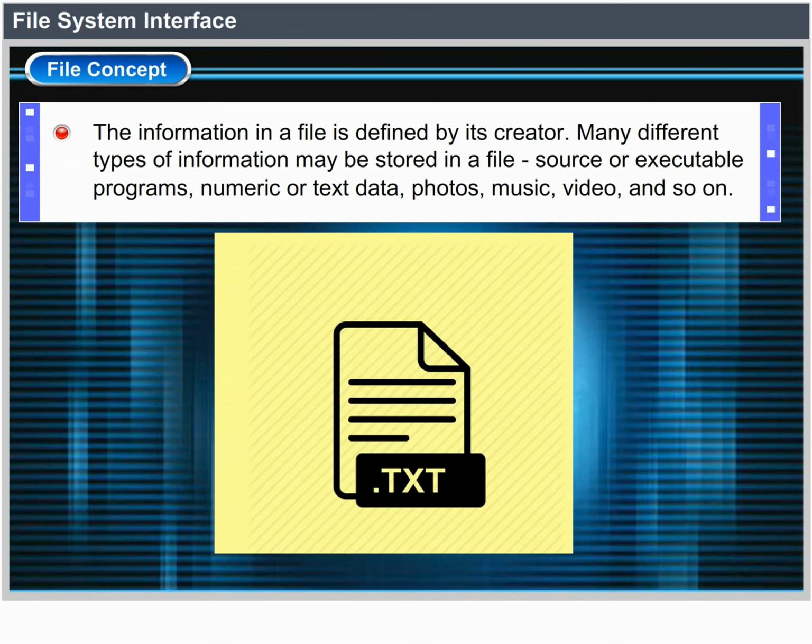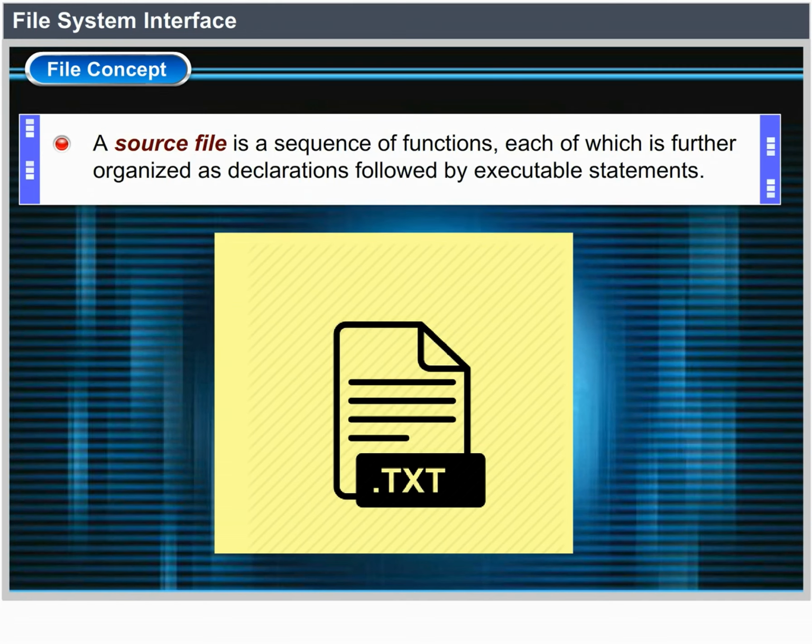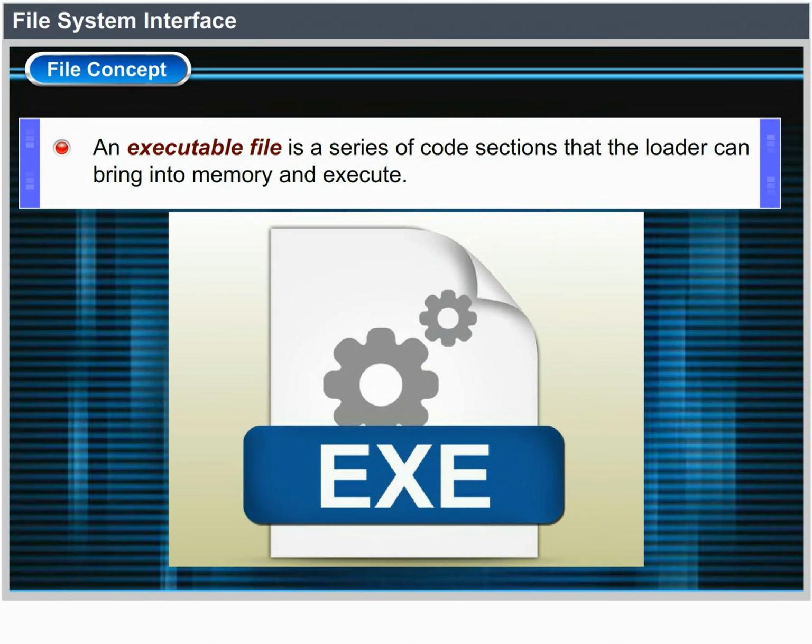A text file is a sequence of characters organized into lines and possibly pages. A source file is a sequence of functions, each of which is further organized as declarations followed by executable statements. An executable file is a series of code sections that the loader can bring into memory and execute.